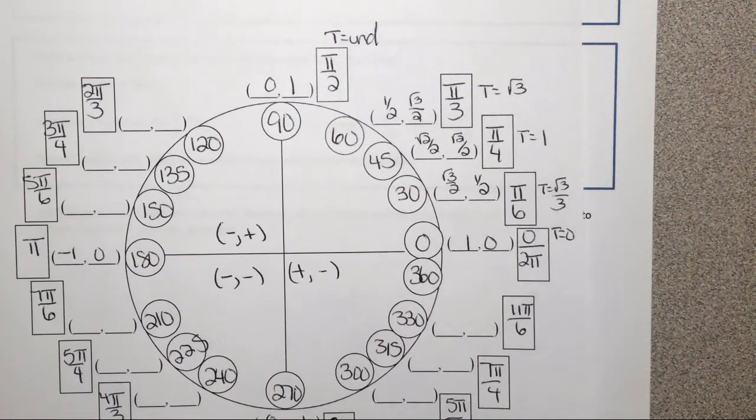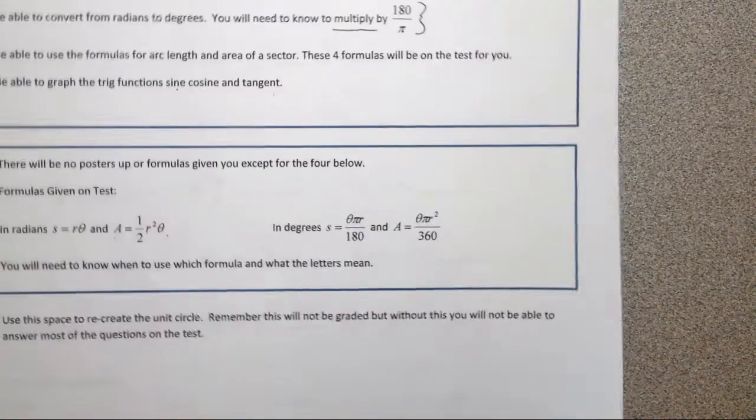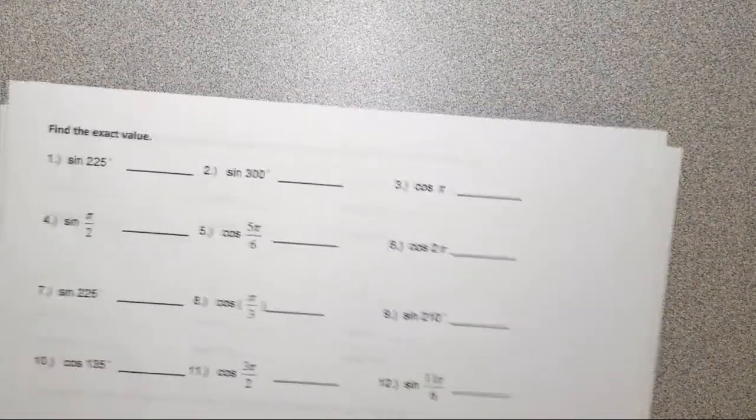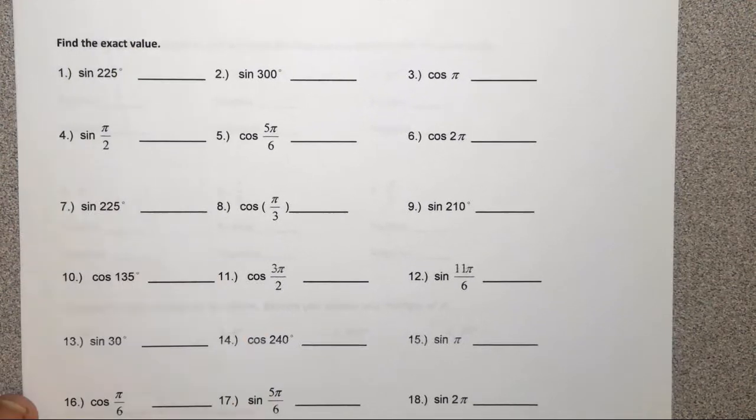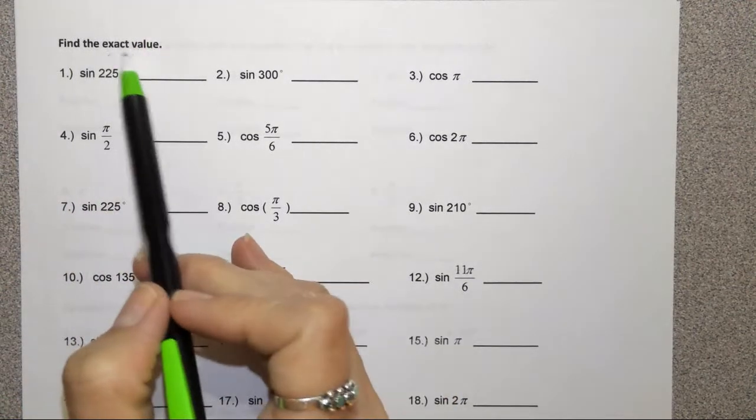Okay, so let's actually go to the review sheet and practice doing some problems. On 1 through 24 in the first section, it says find the exact value. There are a few of y'all today during the quiz that you didn't know what this means.